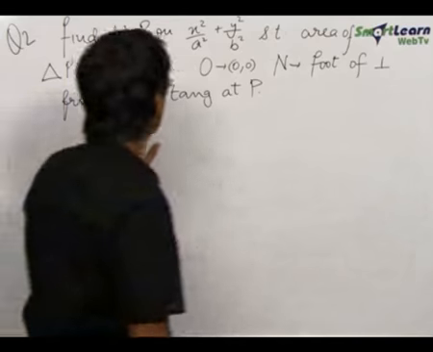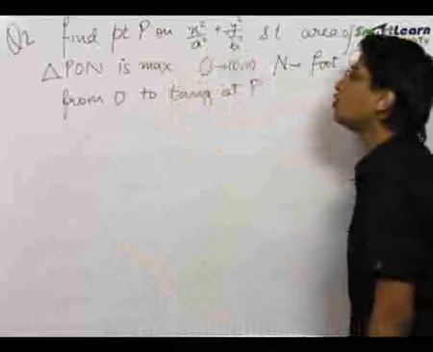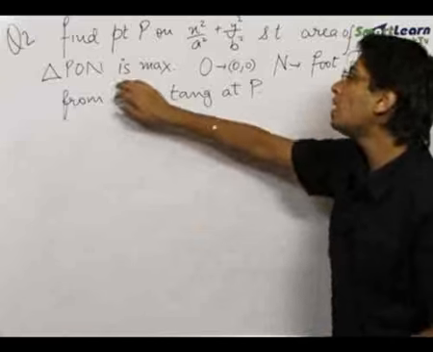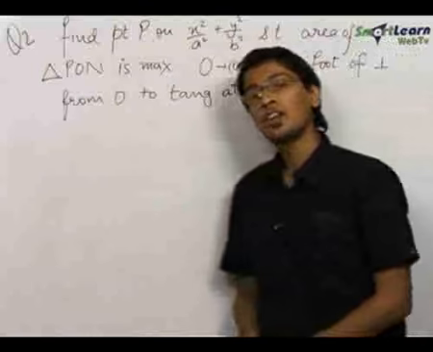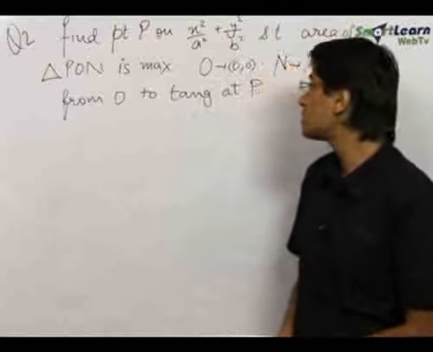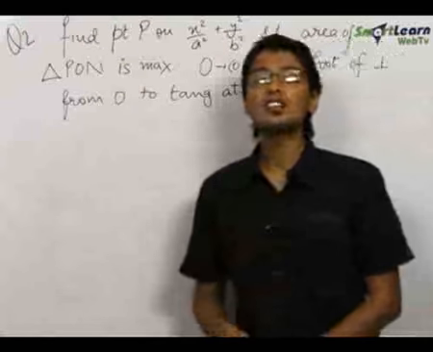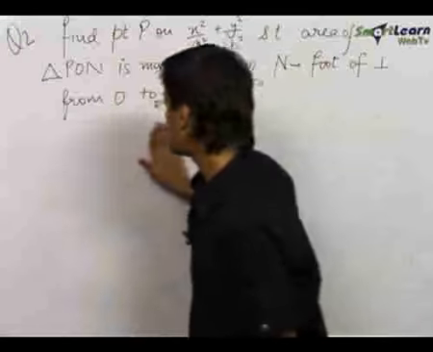Our next problem is a pretty interesting problem. We need to find a point P on the given ellipse such that the area of triangle PON is maximum, where O is the origin, that is the center of the ellipse, and N is the foot of perpendicular from O to any tangent made at point P.